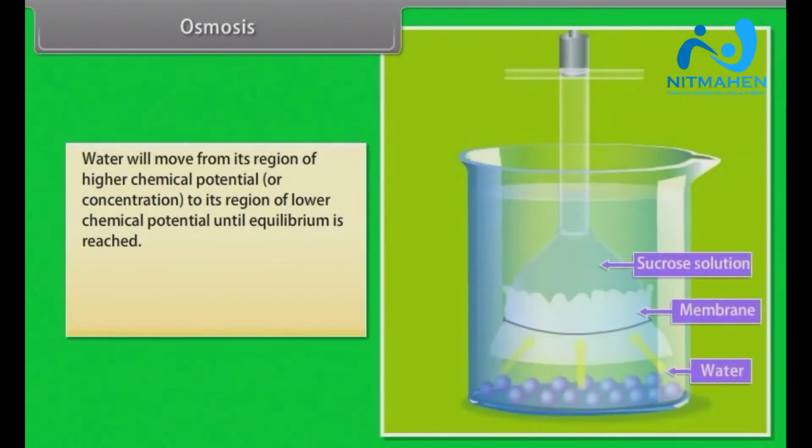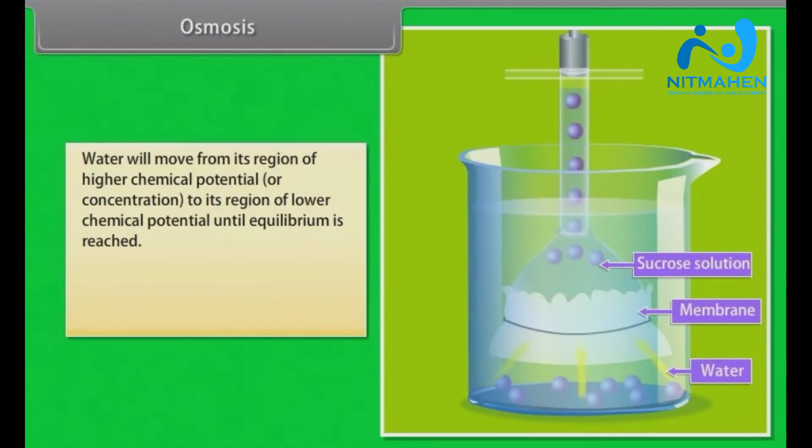Take a thistle funnel filled with sucrose solution and then keep it inverted in a beaker containing water. The solution of sucrose and water taken in a funnel is separated from pure water in a beaker through a semi-permeable membrane, such as an egg membrane. Then what will happen? We will observe that water will diffuse across the membrane to raise the level of the solution in the funnel. This will continue till the equilibrium is reached.